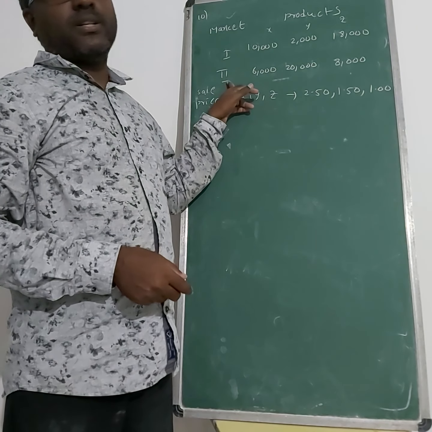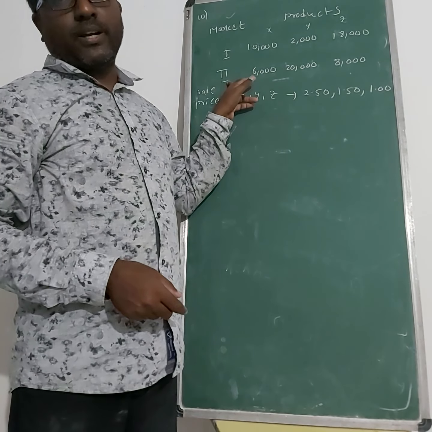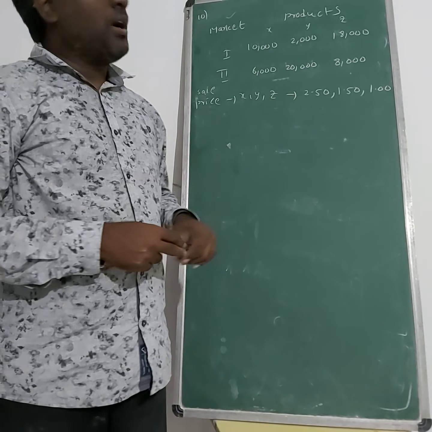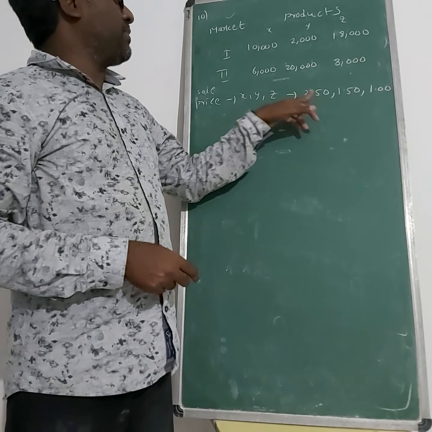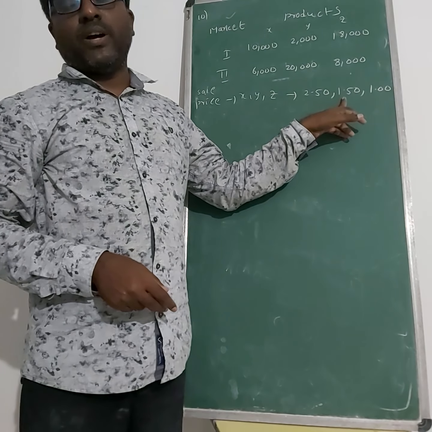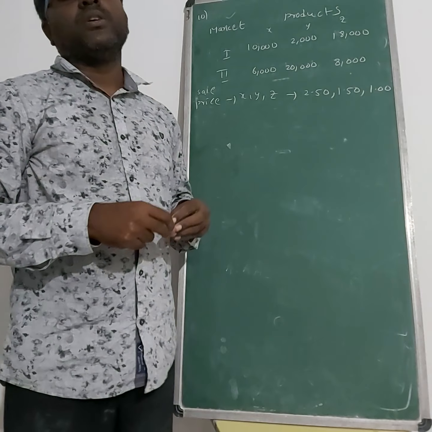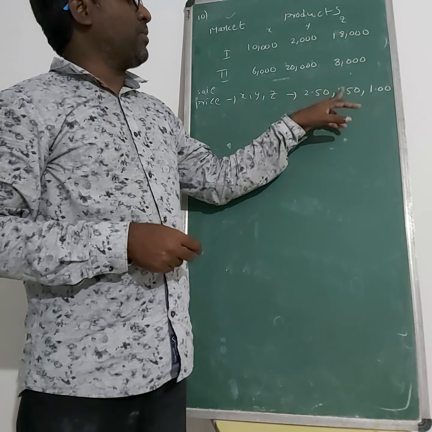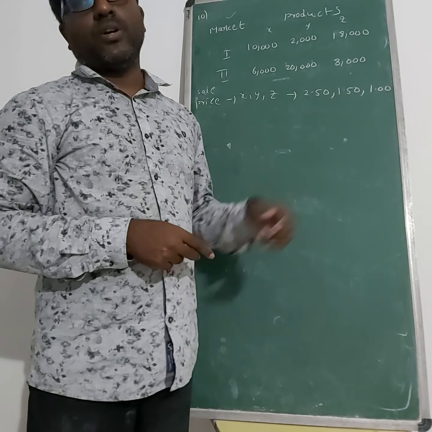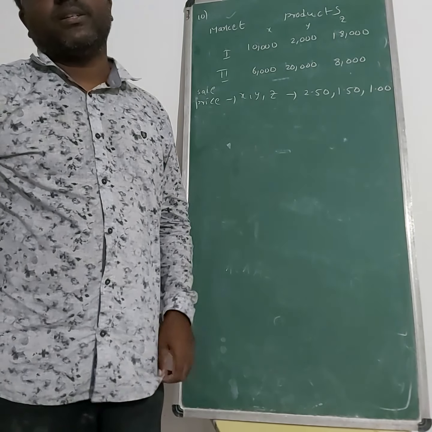Similarly, 6,000 X in the second market, 20,000 of Y in the second market, and 8,000 of Z in the second market. And the sales prices are given. X is 2 rupees 50 paisa, each Y product is 1 rupee 50 paisa, and Z is 1 rupee. Then they are asking us to solve this by matrix.